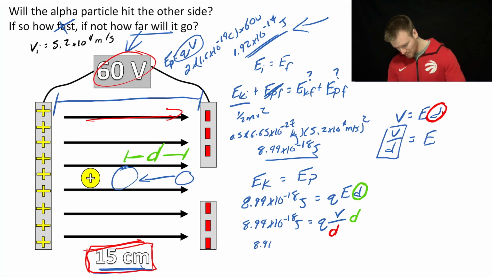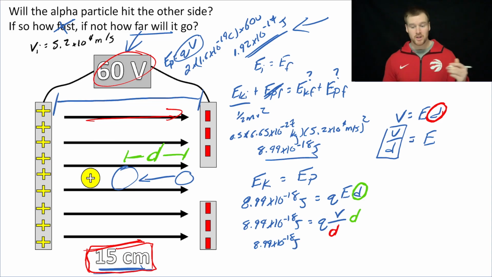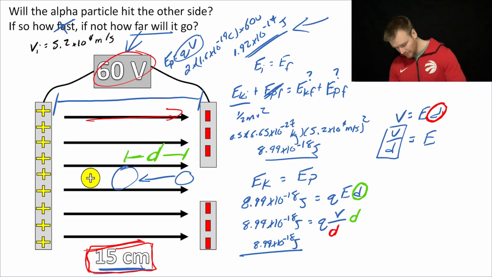I take 8.99 times 10 to the negative 18 joules. Going to divide by my Q, which was the charge on the alpha particle, plus 2 of those elementary charges of 1.6 times 10 to the negative 19. So I've got rid of the Q. Now I'm also going to divide by volts. Let's make this a little bit longer. Put volts on the other side, in the denominator as well, which is 60 volts.